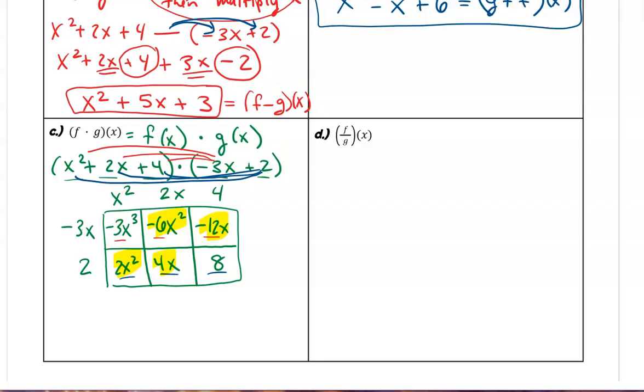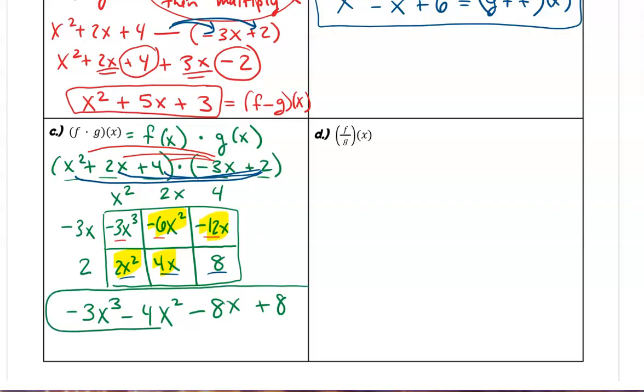So anyways, you can start combining all your like terms. So we have x squared like terms and x like terms that we can combine. So the product would be a negative 3x cubed, a negative 4x squared, a negative 8x, and then a positive 8. And that collection of terms is the product of f of x and g of x. So this would be my f times g of x function. And it makes sense that my highest power is 3 because I had a quadratic times a linear, and so it's going to end up giving me a cubic.